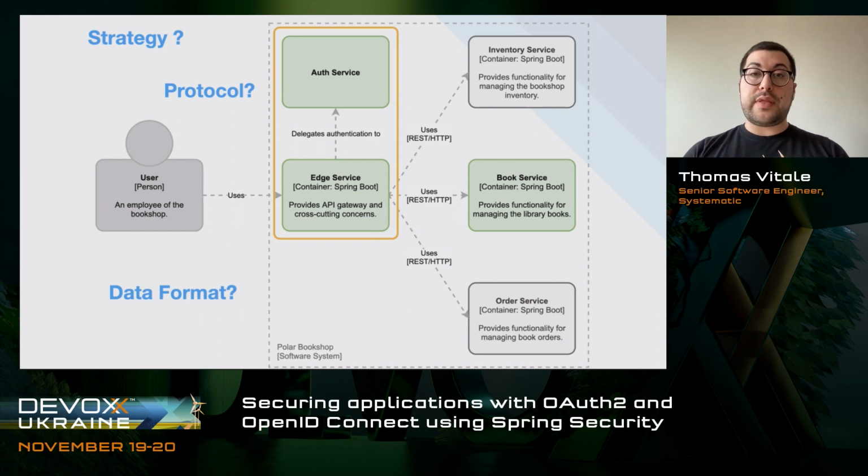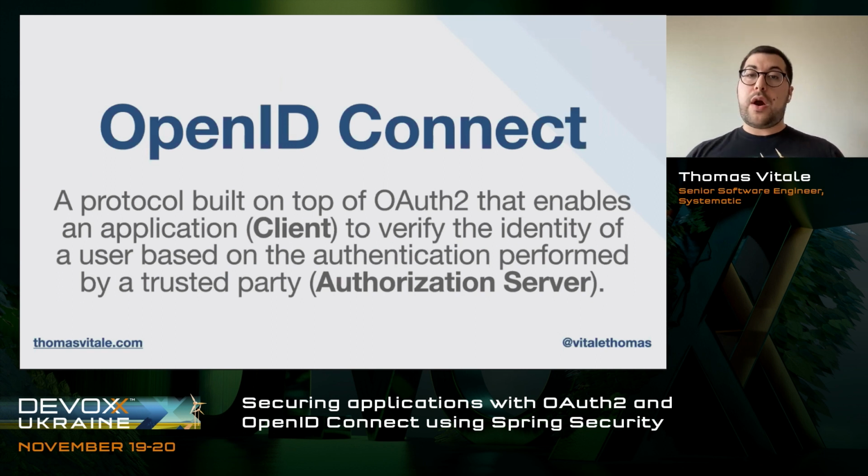One solution that is really popular to solve all these problems is OpenID Connect. OpenID Connect is a protocol which is built on top of the OAuth2 framework that enables an application that we call a client to delegate the authentication step to another party, a trusted party that we call authorization server, so that the authorization server takes care of authenticating the user, and then the client trusts the authentication step performed by the authorization server and retrieves some information about the event.